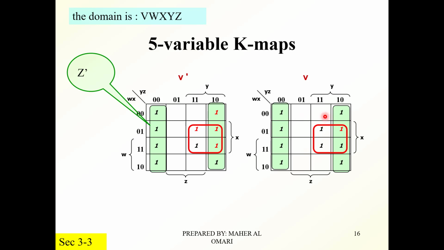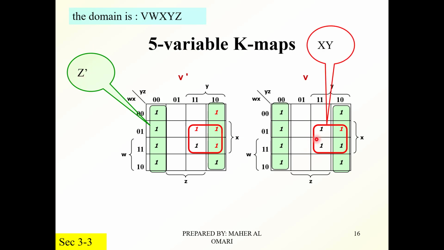Now, this big group will result in Z bar. V changes, so it is eliminated. W also changes inside the group, so it is eliminated. X changes, so it is eliminated. Y also changes. Here it's 1 and here it's 0. And Z is equal to 0 here and here, as well as here and here. So the result is the term Z bar. Notice that this group is 16 cells, so 4 of the letters were eliminated and we are left with 1 letter, which is Z bar.